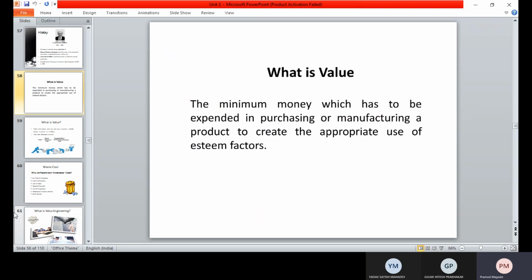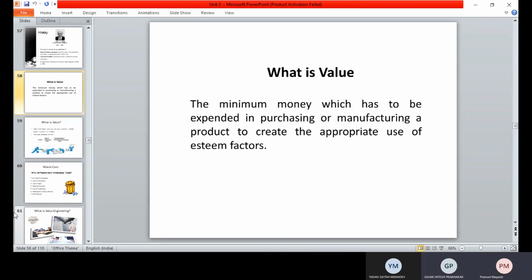So after that, what is value? He has given the definition: the minimum money which has to be expended in purchasing or manufacturing a product to create the appropriate use of the esteem factors. Of course, the minimum value depends on the particular component features, correct? It is not like I will have to purchase Reebok shoes from the road. It is not like that. It is just that the quality should be there, and the structure through which we can purchase the things, and that will be the esteem factors, correct? So that will be the value. I think you have understood the basic concept behind value engineering. Have you understood, Satish sir?